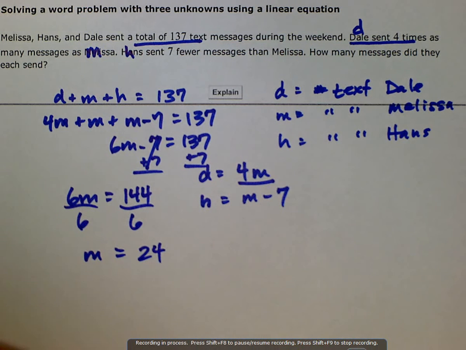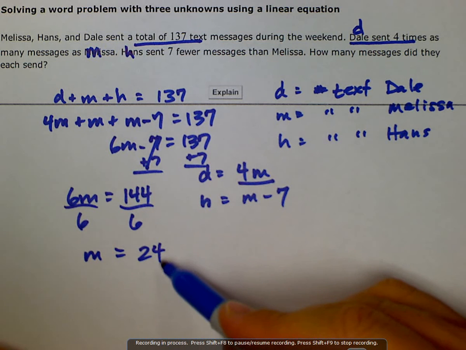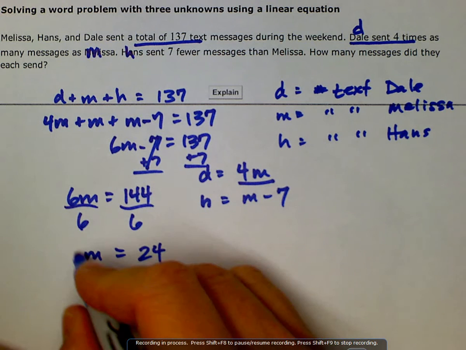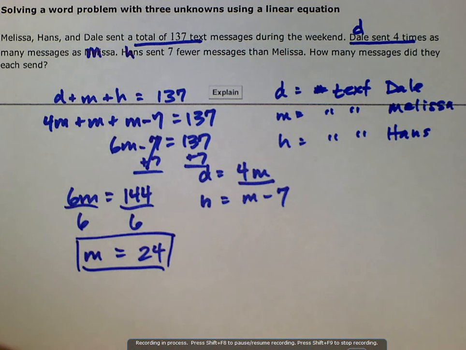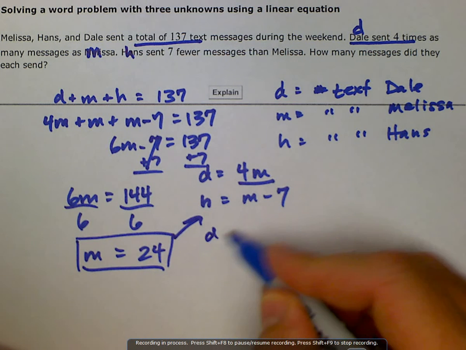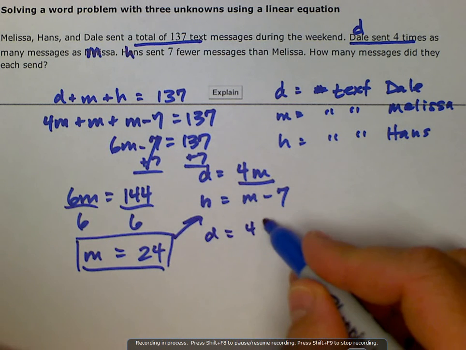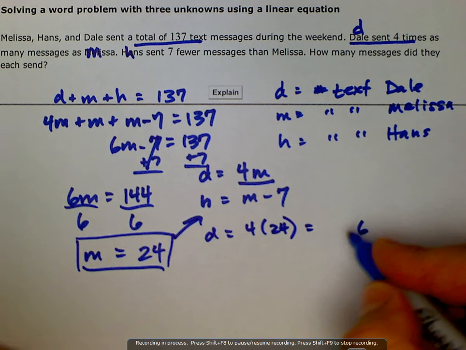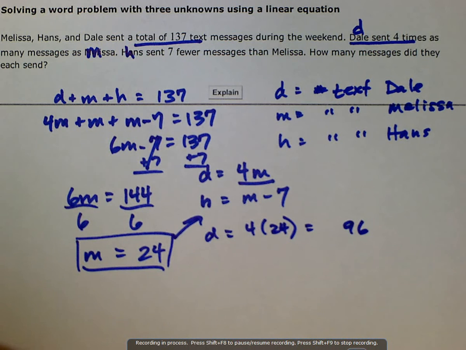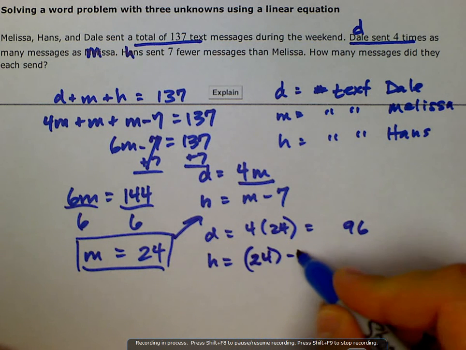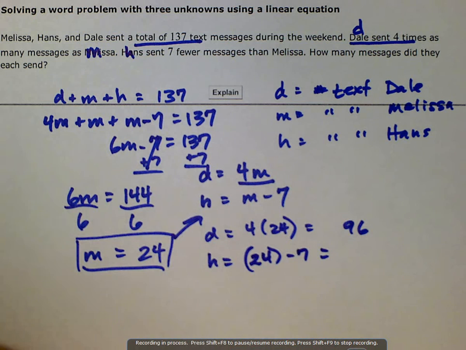Check my work. 6 times 4, 4, carry the 2, is 144. So Melissa sent 24 texts, and then we can plug this back in to solve for D and H. So D is equal to 4 times M, which is 24. So that is equal to 6, carry the 1, 96. And then H, we can solve for H by plugging back in 24 minus 7, and that is equal to 17.